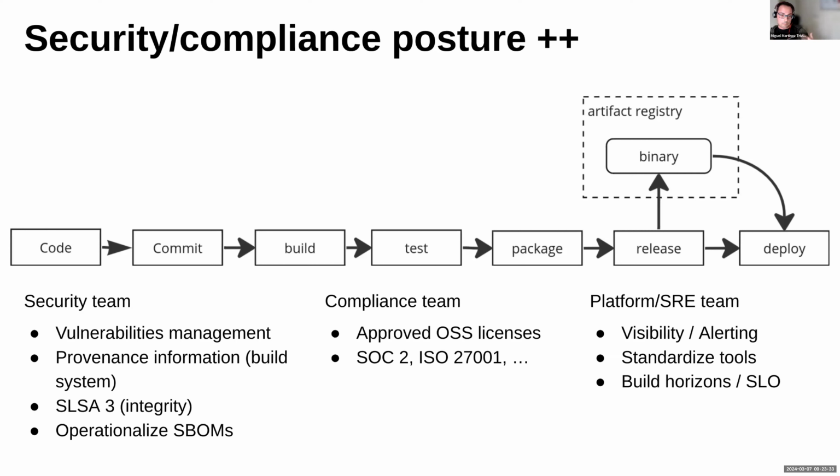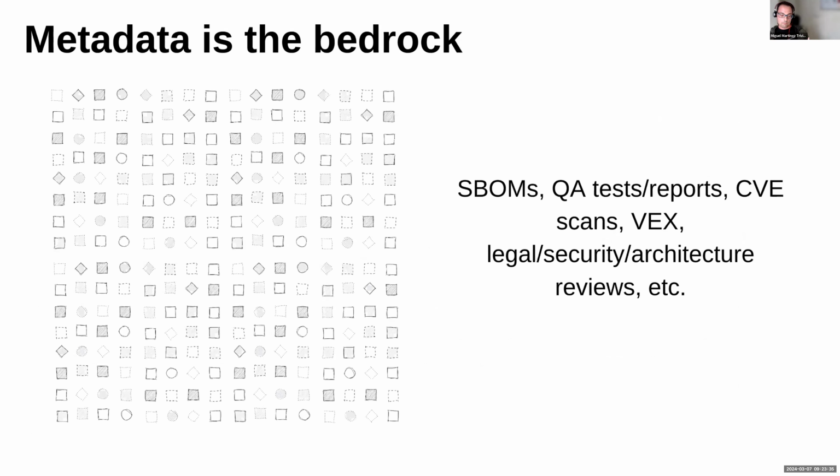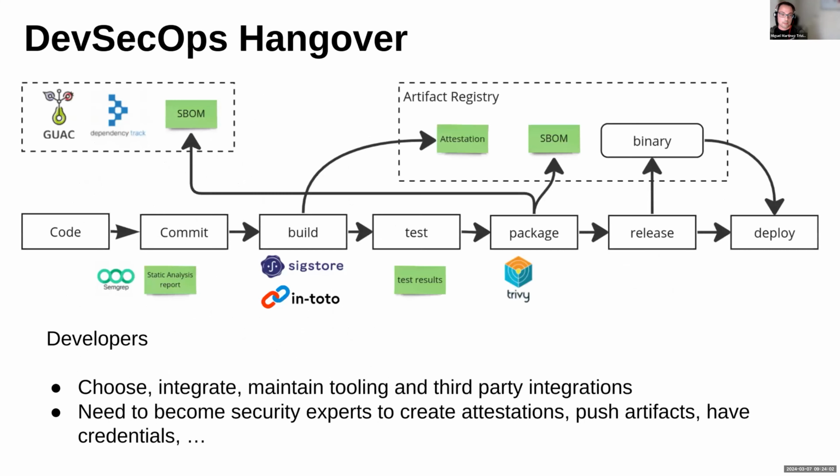Based on our experience, a lot of these use cases are based on metadata, and we think software supply chain metadata is the bedrock. By software supply chain metadata, we mean things like software bills of materials, attestations, QA and test reports, CVE scans, anything, any piece of context that tells you how things are built or what your software delivery lifecycle looks like.